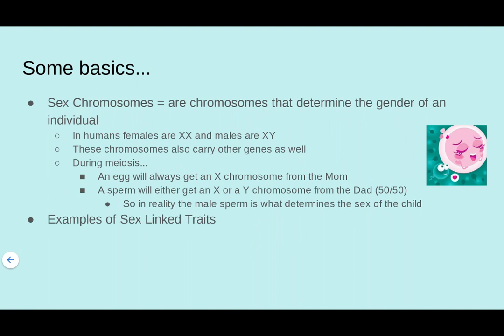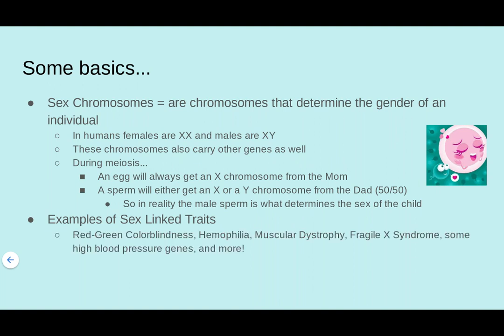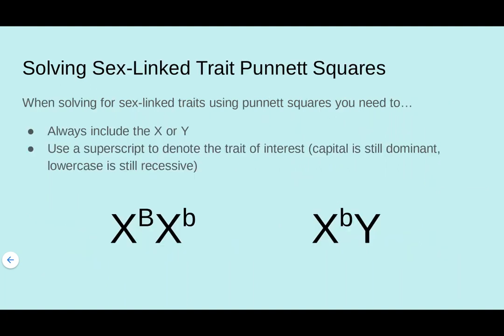So there are some traits, like I said, that are not necessarily connected to gender that do travel on the X and Y chromosome. We're going to focus on the X chromosome for all our examples to not make it too complicated. But some of these traits might include red-green color blindness, hemophilia, muscular dystrophy, Fragile X syndrome. Some of the high blood pressure genes travel on the X chromosome. Baldness travels on the X chromosome, and many more.